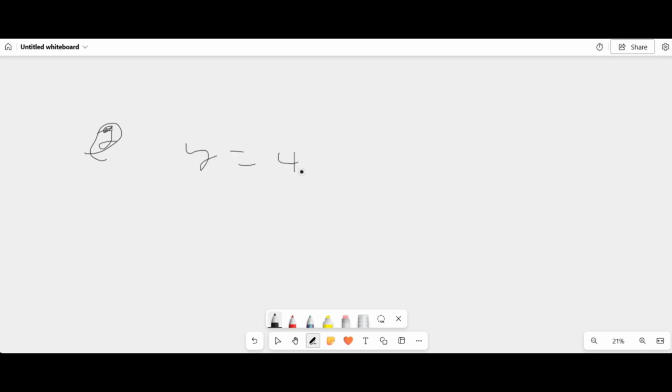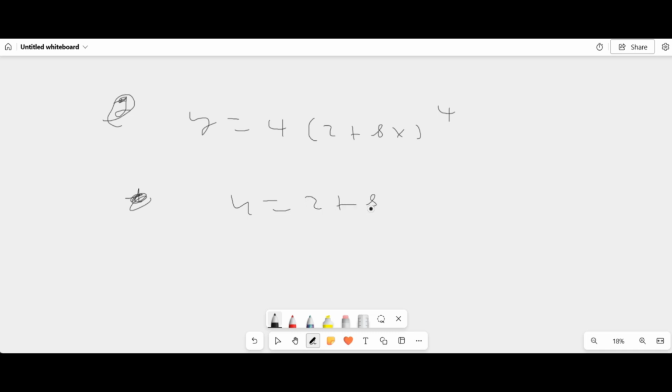We've got y is equal to 4 times (2 plus 8x) to the power of 4. So u is equal to what? u is equal to 2 plus 8x. What's inside the bracket is the inside function. So du over dx here is going to equal 8. Now, y is equal to 4u to the power 4.